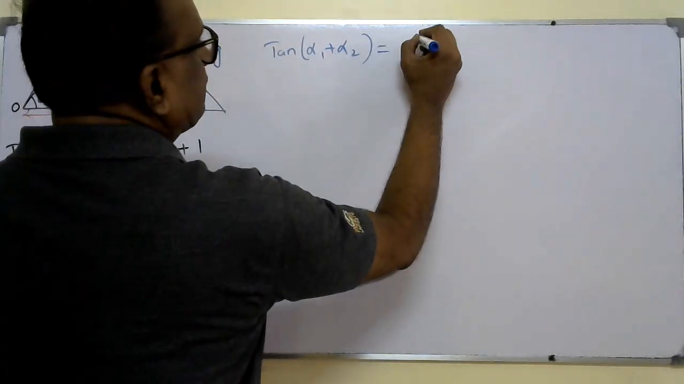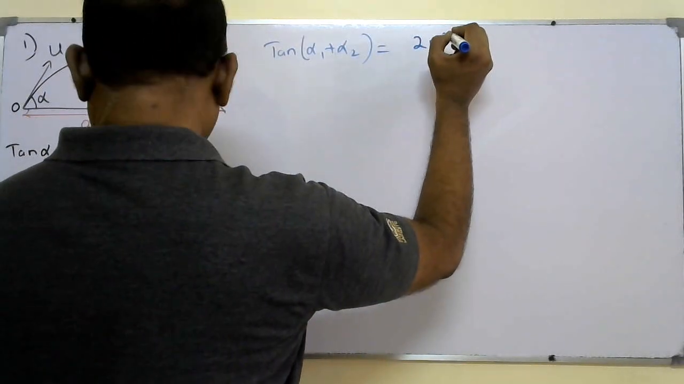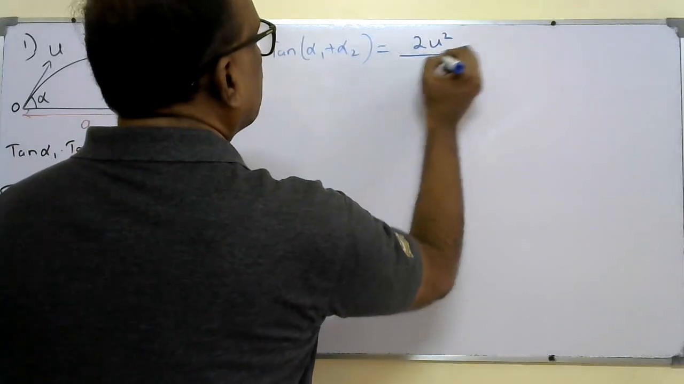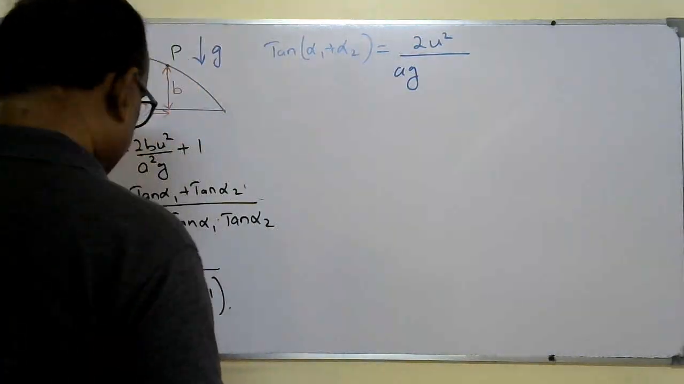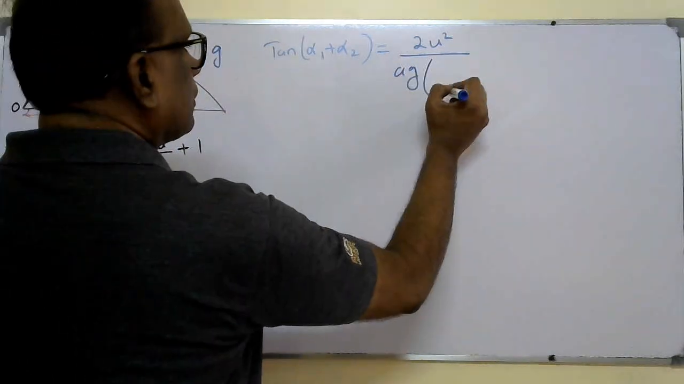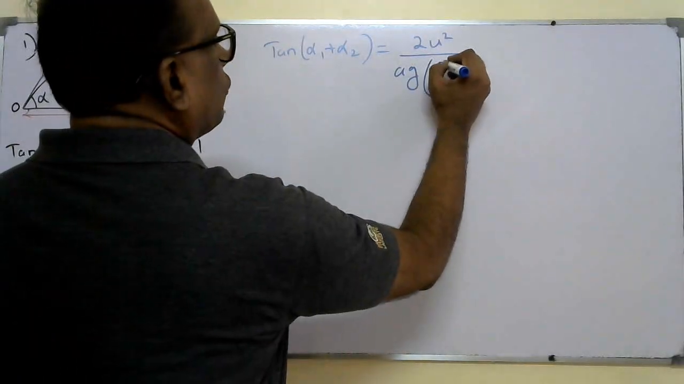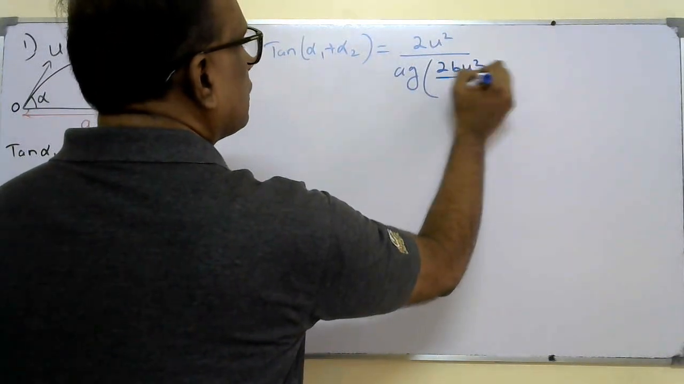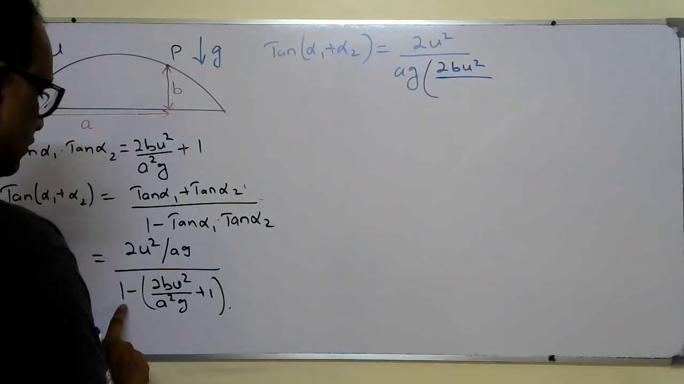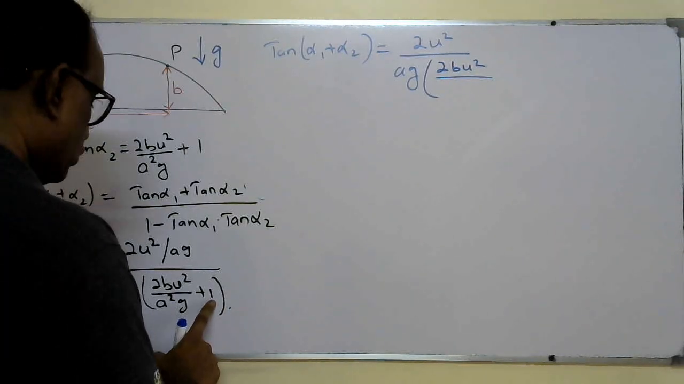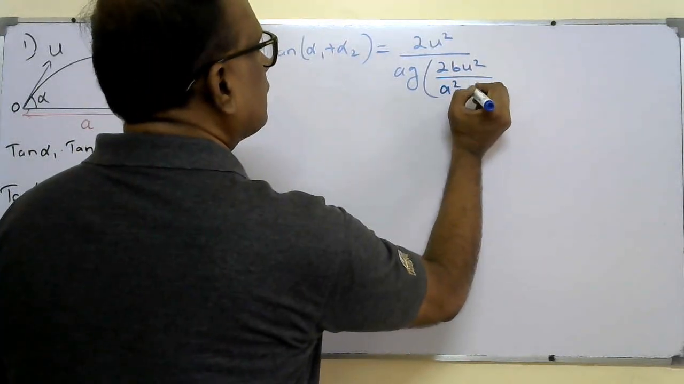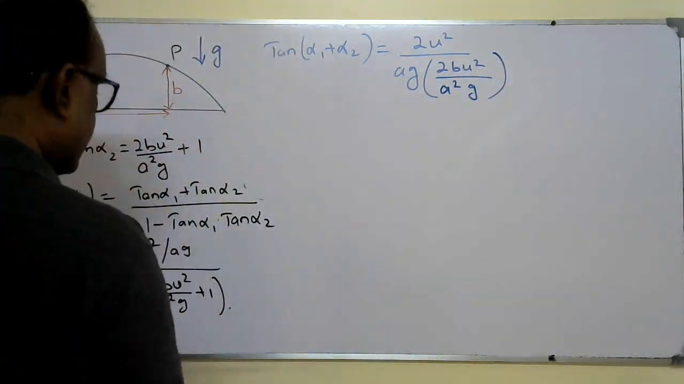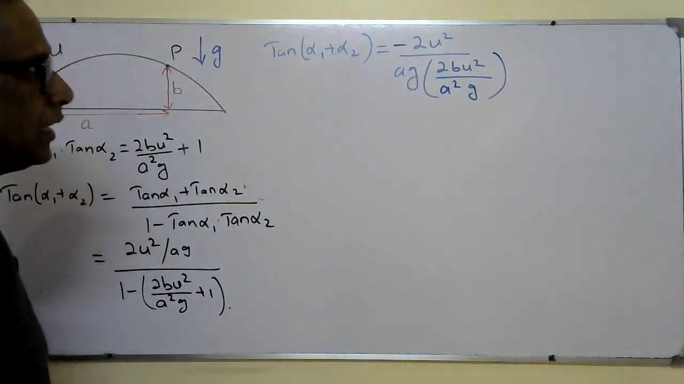2u squared over ag, into 2bu squared over, these get cancelled, minus 1, 2bu squared over a squared g. Here is a minus sign, so that minus we'll put it here.